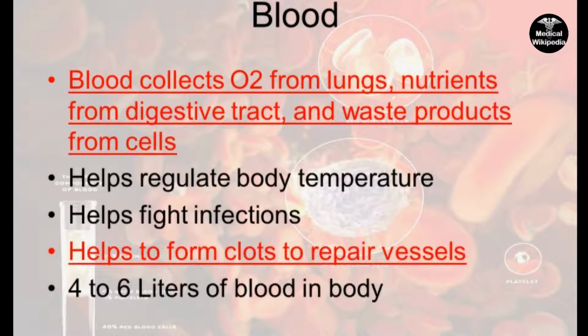Blood. Blood collects O2 from the lungs, nutrients from the digestive tract, and waste products from cells. It helps regulate body temperature and helps fight infections. It helps to form clots to repair vessels. There are 4 to 6 liters of blood in the body.